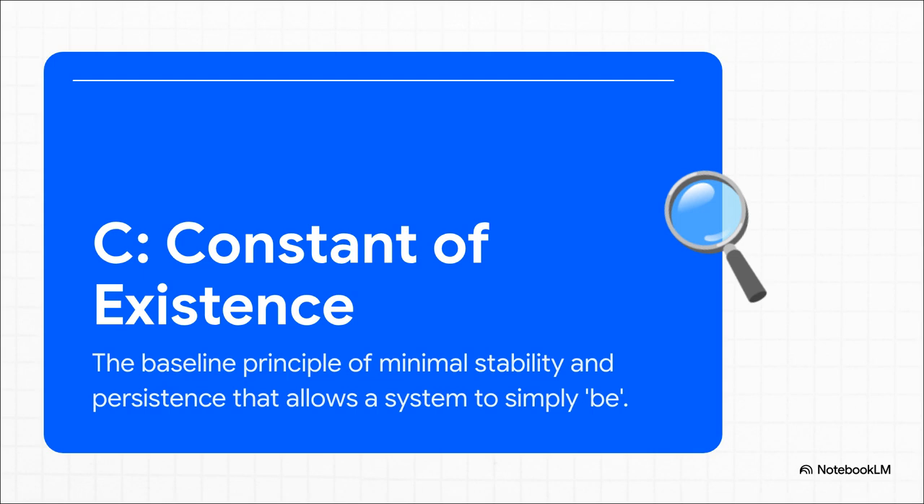And finally, we have C, the constant of existence. Now, this is the most fundamental piece of the puzzle. It's the baseline principle of stability. It's the thing that allows a system to just persist, to simply exist in the first place. You could say it's the foundation that everything else is built on.